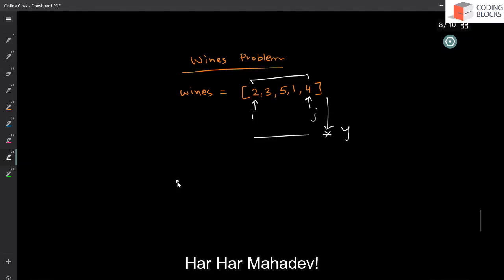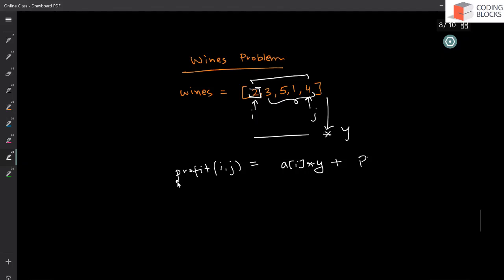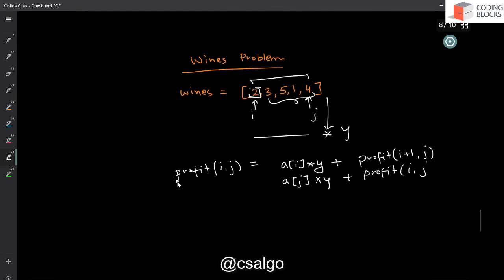And we have also derived the recurrence: the maximum profit that we can make by selling all the bottles from i to j is either we sell just the first bottle, so this would be array of i into whatever is the price in the current year, y, plus the subproblem profit of i plus 1 to j. Or you can sell the array of j first, times y, plus profit of i comma j minus 1.